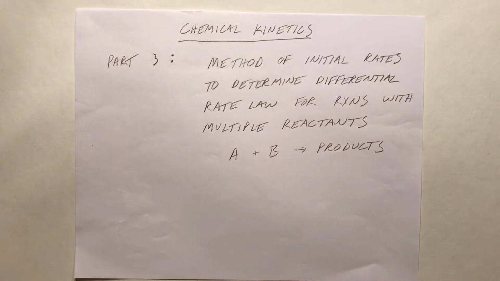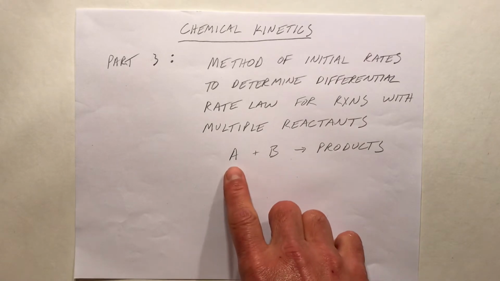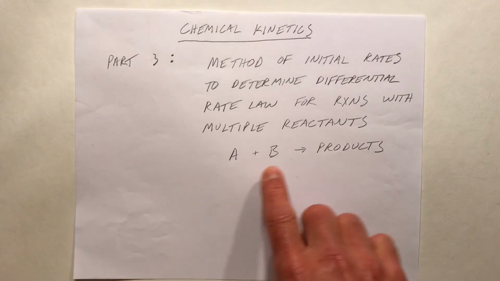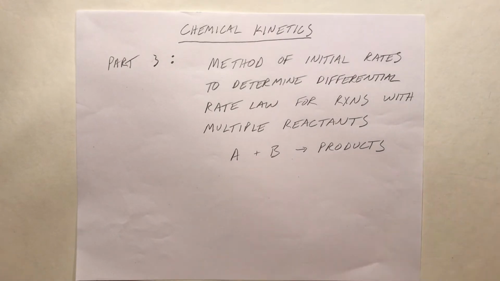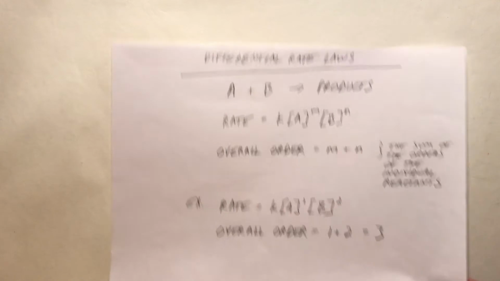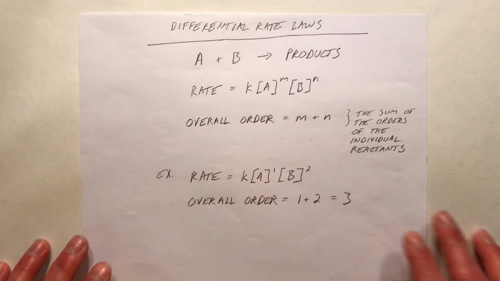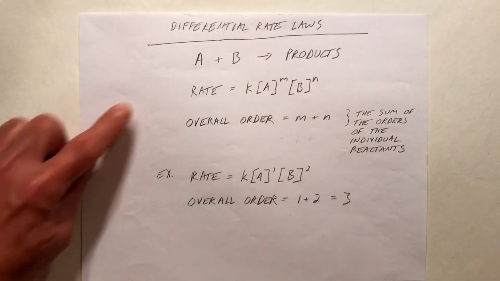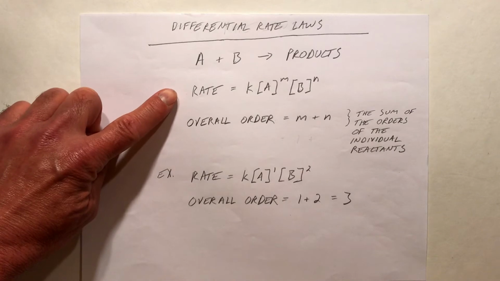Chemical Kinetics, Part 3. Method of initial rates to determine the differential rate law for reactions with multiple reactants, like this one, where we have chemical A reacting with chemical B to form products. When there's a reaction with multiple reactants, the differential rate law looks like this.